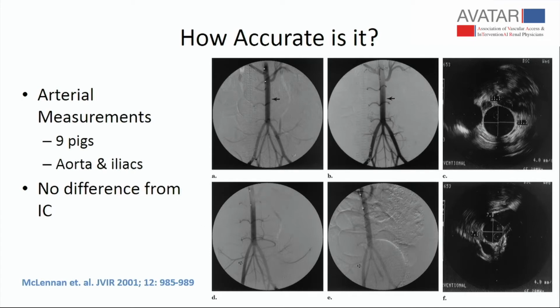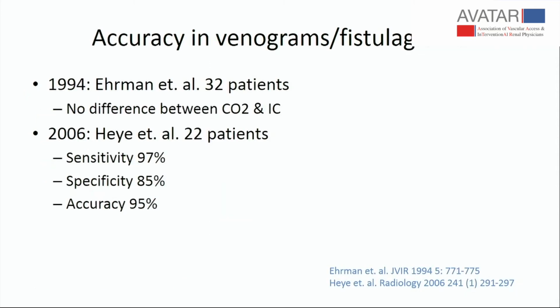How accurate is it? This is a study I did when I was a research fellow in Indiana. We looked at arterial measurements of the iliac arteries and aorta, both with iodinated contrast and carbon dioxide, and we compared it to IVUS as the standard. And there was absolutely no difference in the estimation of diameter between the two. The CO2 was injected with the AngioDynamics CO2 injector, which is a device that will never be available for use in the United States because the FDA was going to require AngioDynamics to approve CO2 as a drug in order to sell the injector.